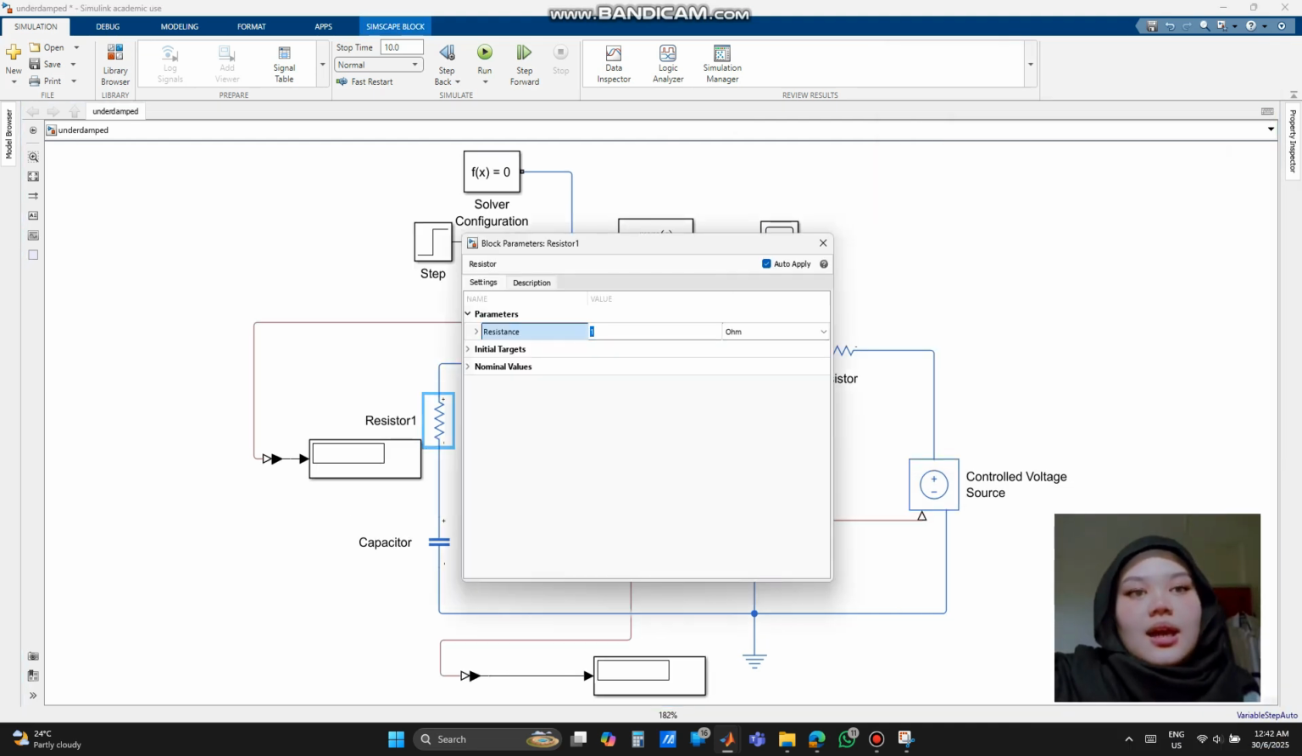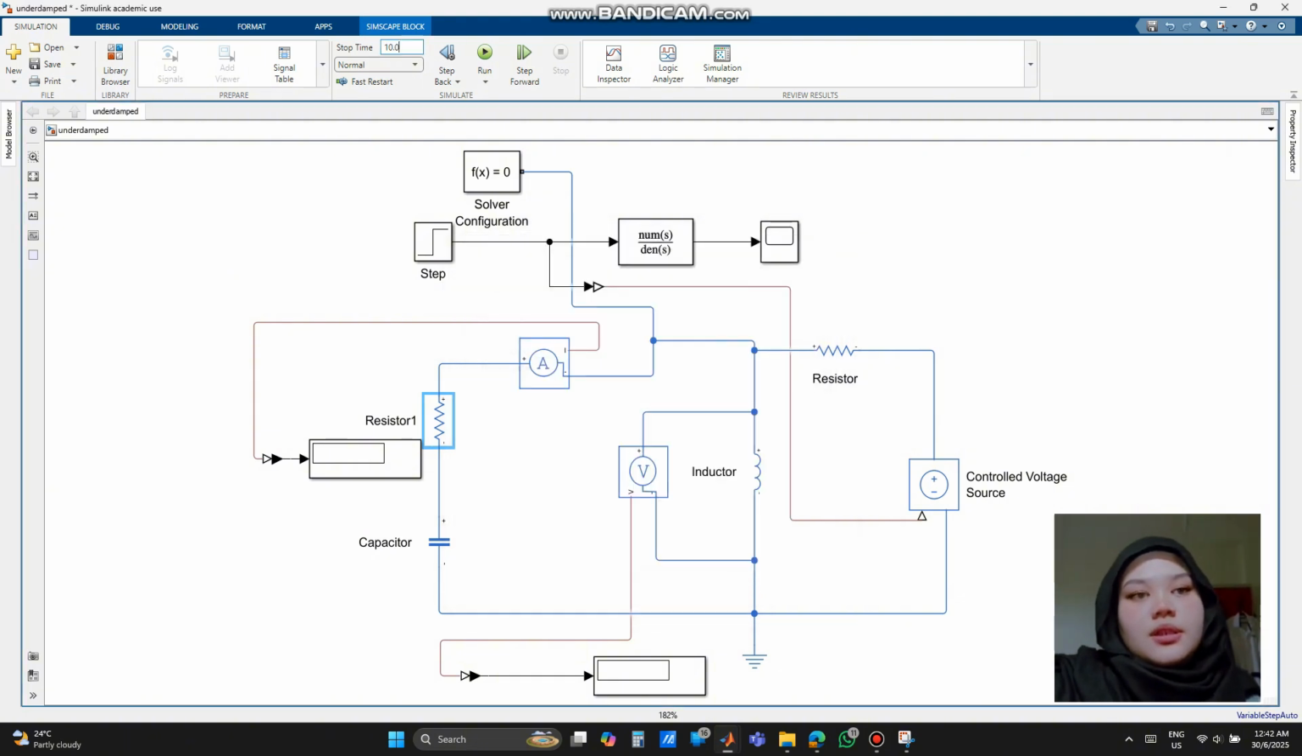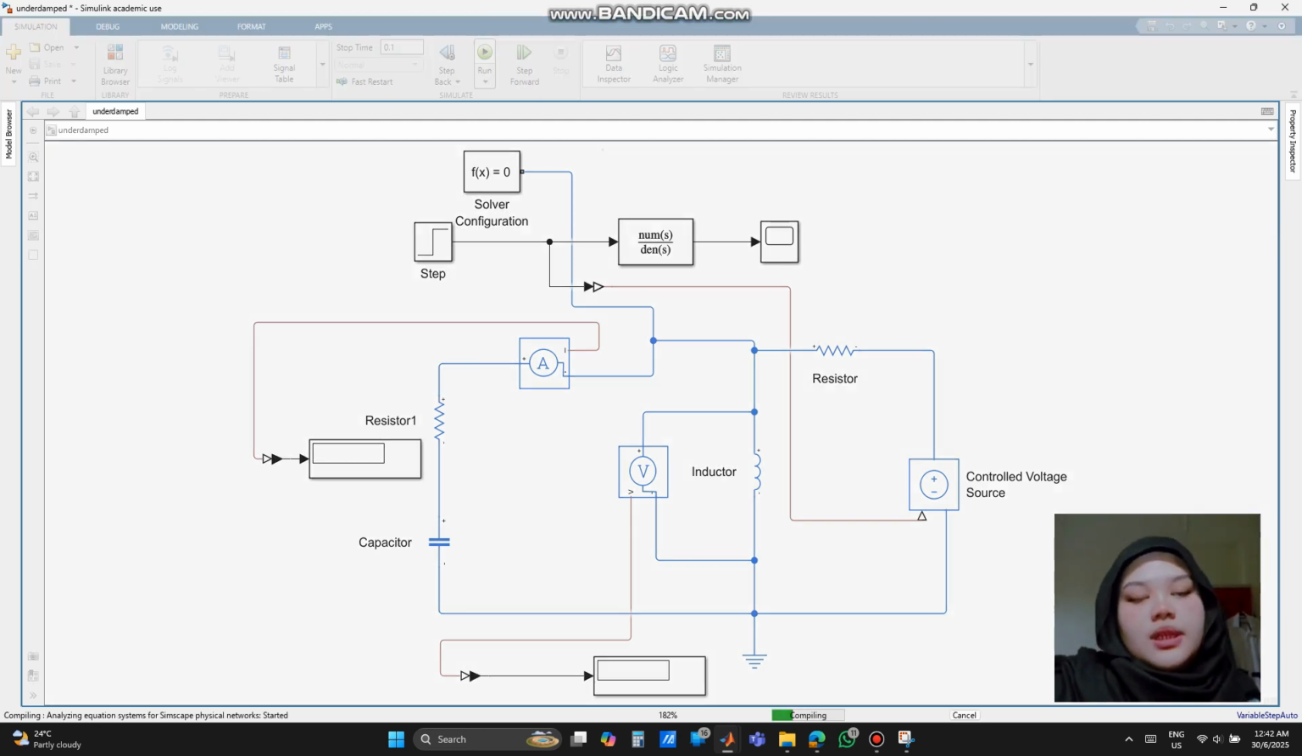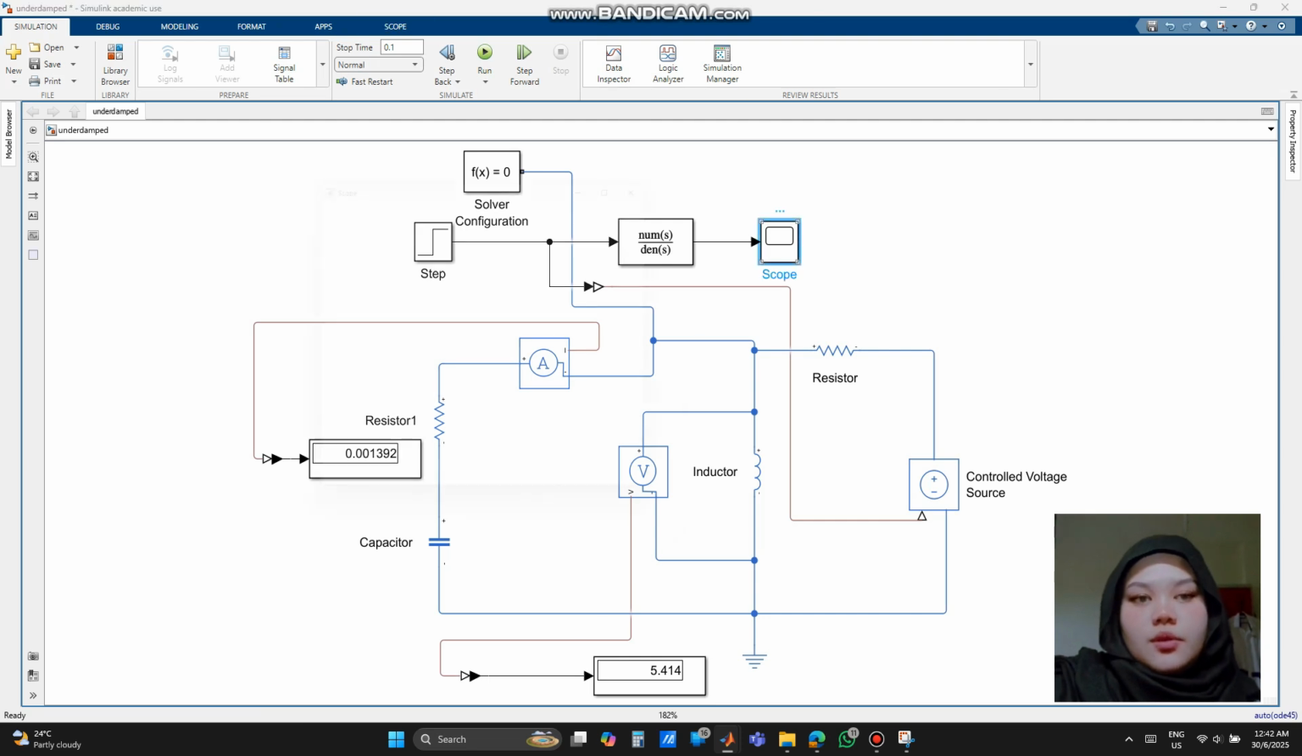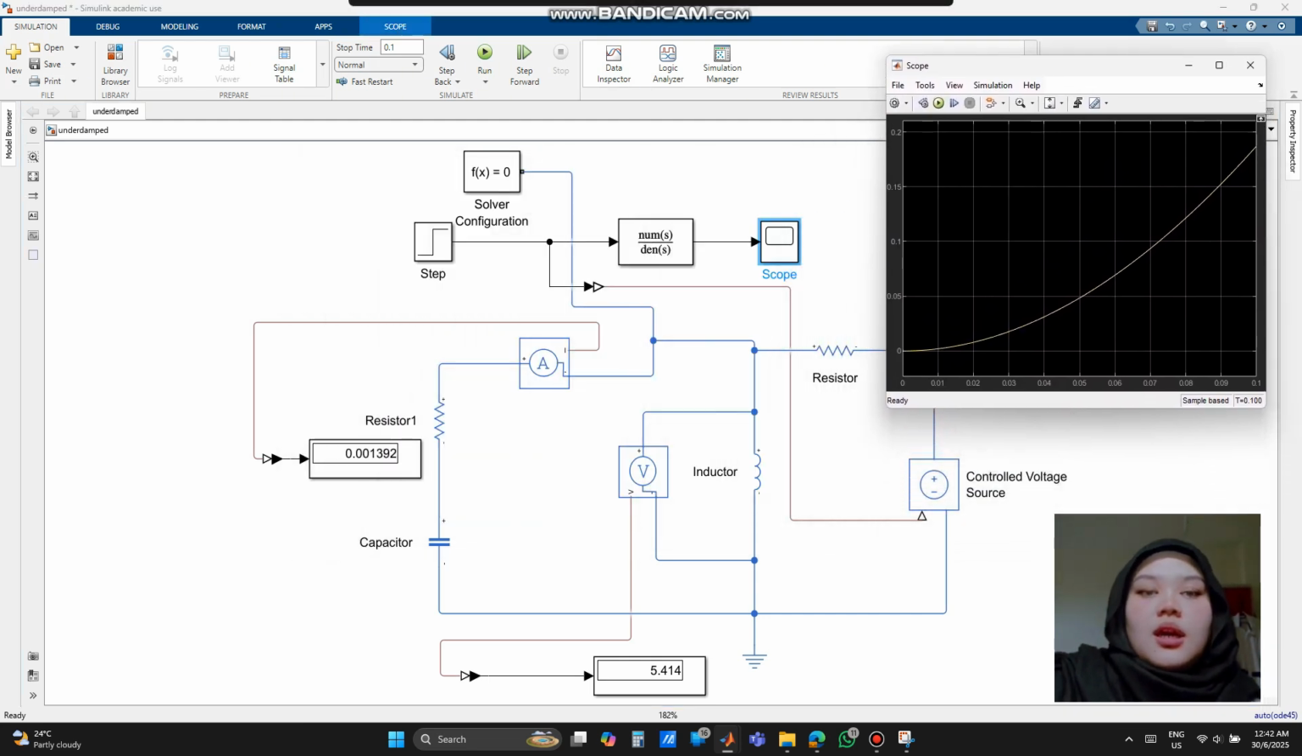Okay, lastly, I tested the underdamped condition by reducing the resistor value to 100 ohms. This low resistance caused the system to oscillate before settling down. The same RLC circuit configuration was used, and I ran the simulation with a stop time of 0.1 second to capture the full oscillation behavior. So the waveform clearly shows oscillation that decays over time. The current at 0.1 second was 0.1392 ampere, and the voltage across the inductor was 5.414 volts. This value reflects that the energy continues to exchange between the inductor and capacitor.